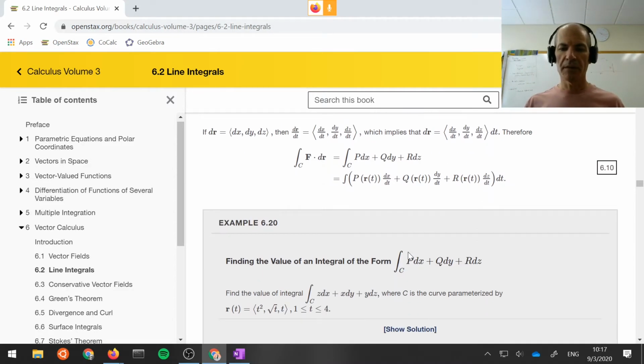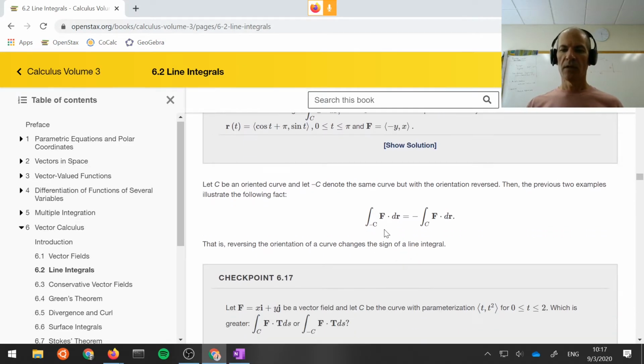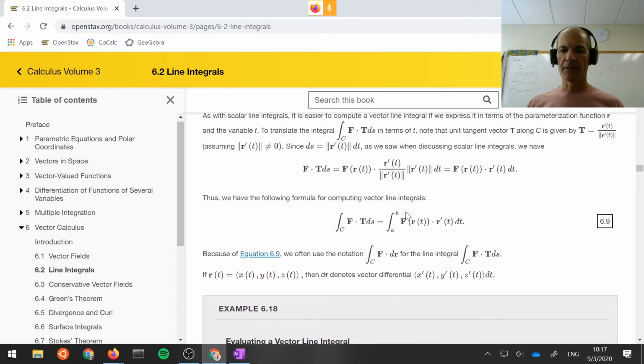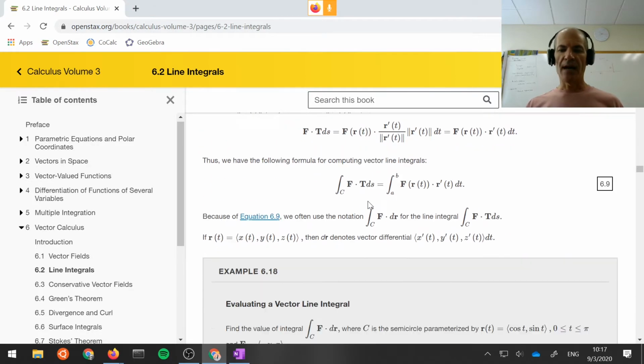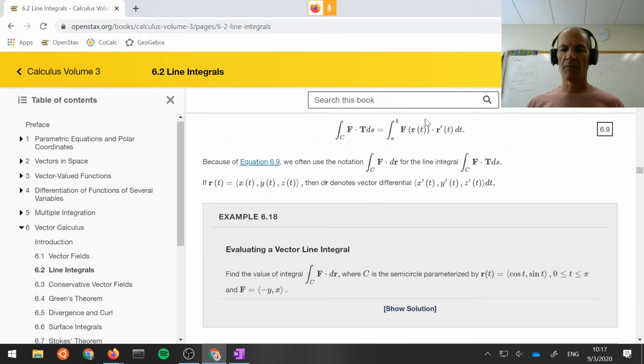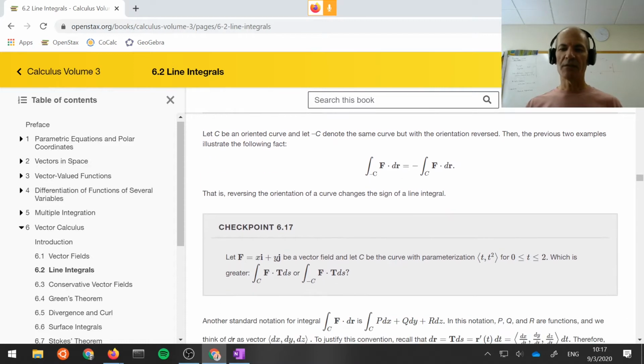Let's keep going here. There's a few examples that I'll let you work through. There are several different notations for this kind of work integral. There's F dot T ds, okay? That turns into this guy, which often is expressed as F dot dr, strangely enough. So that's one.